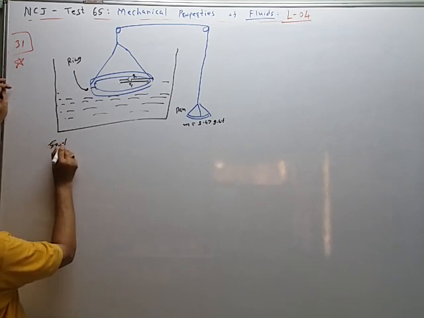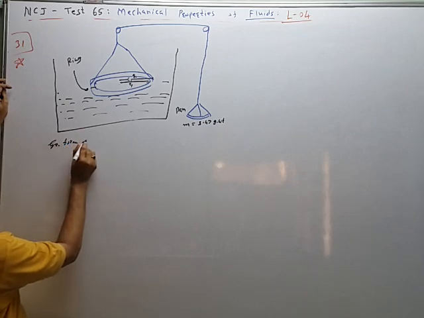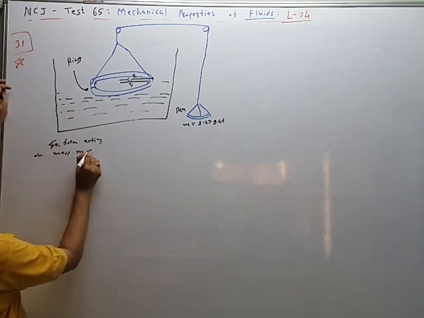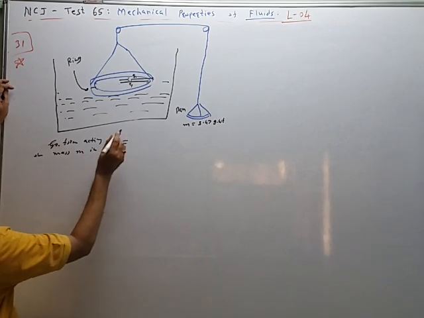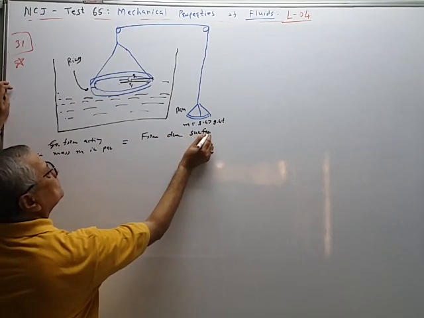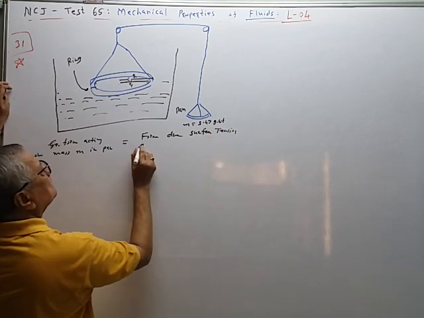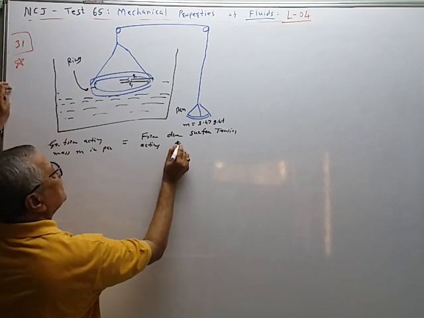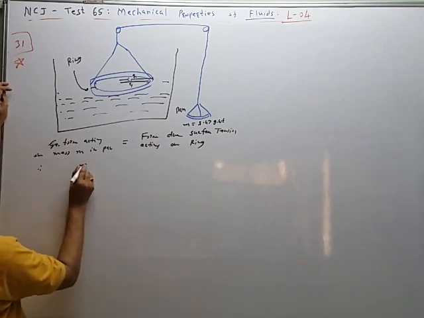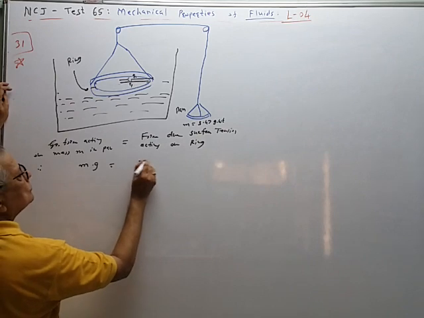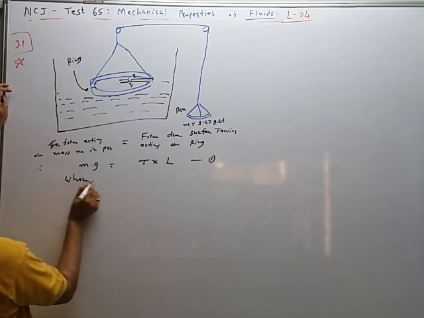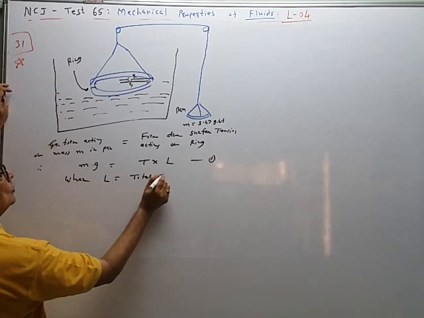So gravitational force acting on mass m in a pan is equal to force due to surface tension, or due to the surface tension acting on a ring, and therefore this is equal to m into g is equal to the force due to the surface tension is equal to 2 multiplied by capital L T. So this is equation 1, where capital L is equal to total contact length.